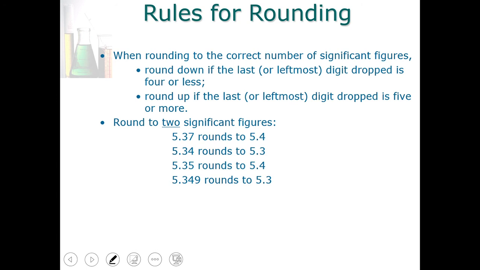5.37. 2 sig figs means I'm going to keep it at 1 decimal place. The next digit, 7, is bigger than 5, so I'm going to round it to 5.4. 5.34, the digit I'm dropping is 4, so I keep it at 5.3. 5.35, again, it is 5 or more, so that means I'm going to round the 5.3 up to 5.4. And the last one, 5.349, rounds to 5.3 because I'm only looking at the digit that is next to the one that I'm going to keep. I'm keeping the first decimal here. The next digit, 4, is less than 5, so I'm going to keep it at 5.3.